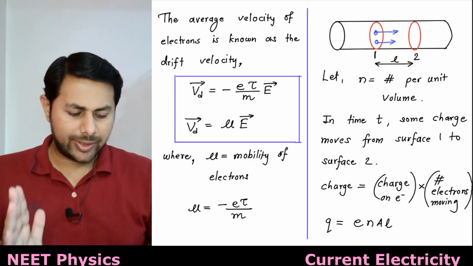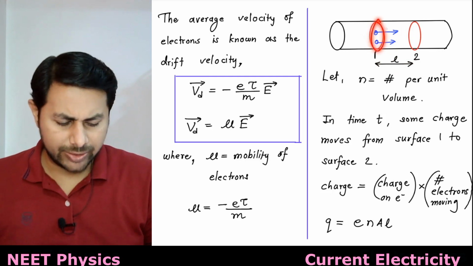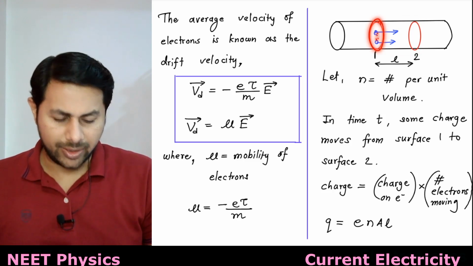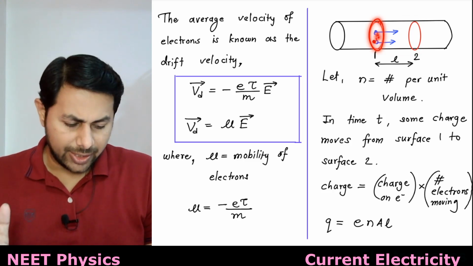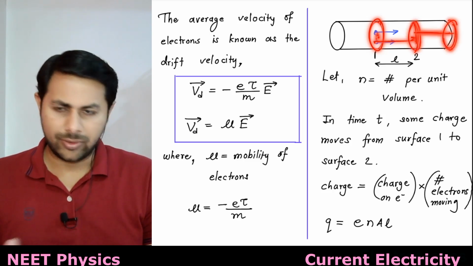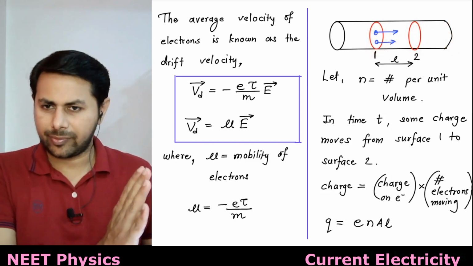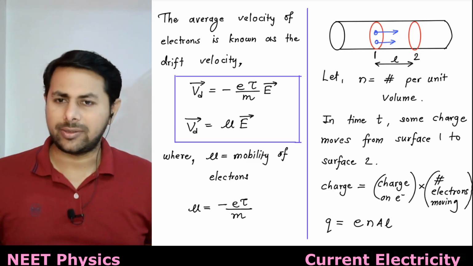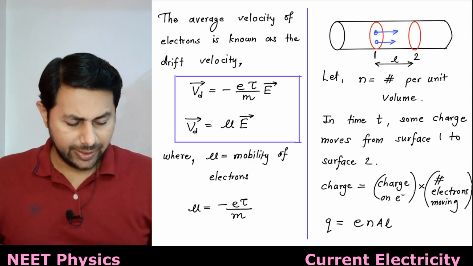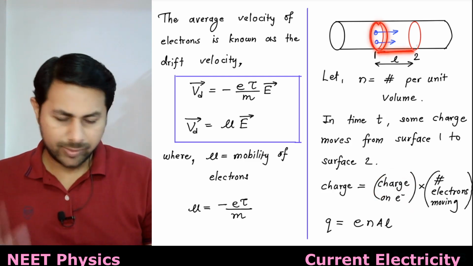So electrons are moving through a volume, let's say delta V, whatever is the volume between these two cross sections. Electrons which were here move till here, then electrons which are here will move till here. So electrons in this much volume are moving in the time interval t. Therefore, how much charge moves? It's the charge on one electron multiplied by the number of electrons which move through this much volume.